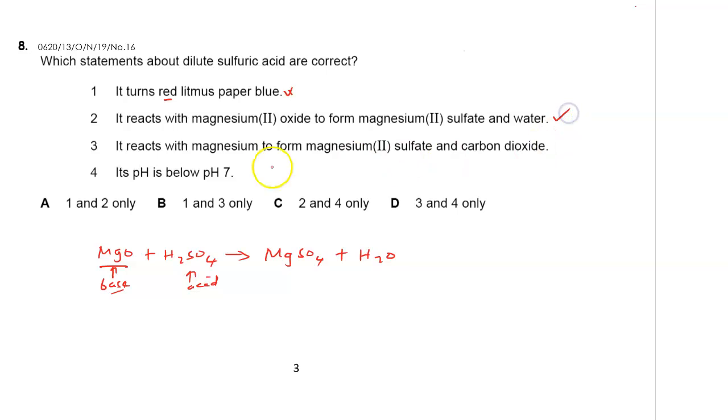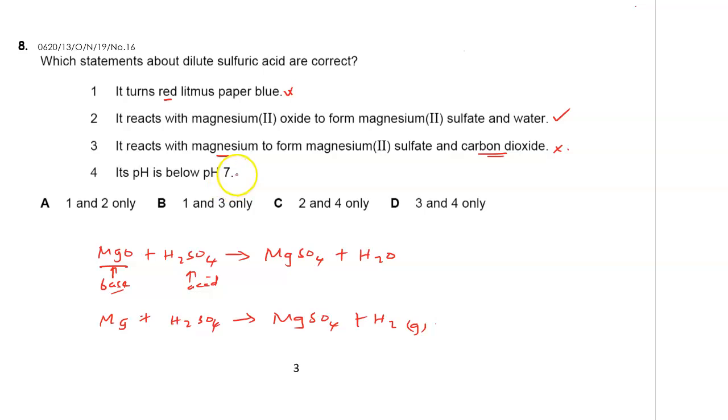It reacts with magnesium to form magnesium sulfate and carbon dioxide. That is not true. Carbon dioxide is formed when we have a carbonate, but this is only magnesium. When magnesium reacts with sulfuric acid, what we get is magnesium sulfate and hydrogen gas only. So there is no carbon dioxide here, so that is not right.